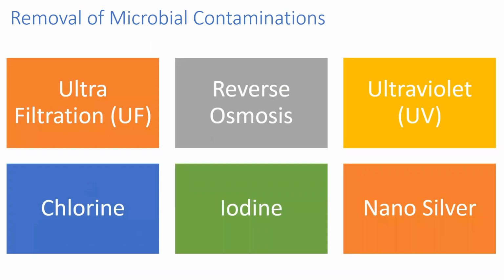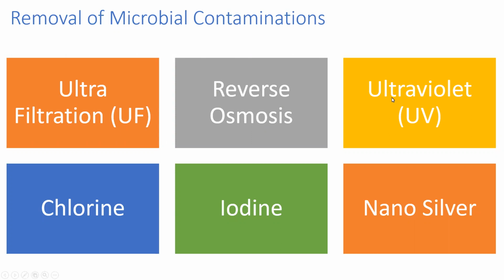For removal of microbial contamination, we have ultrafiltration. Ultrafiltration is simply like physical filtration. You have a filtration membrane, and you pass the water through the membrane. It will simply remove the particles from the water, and the water will be free from particles, and those particles can be bacteria also. Reverse osmosis, RO, is another technology. It will take care of the microbial contaminants.